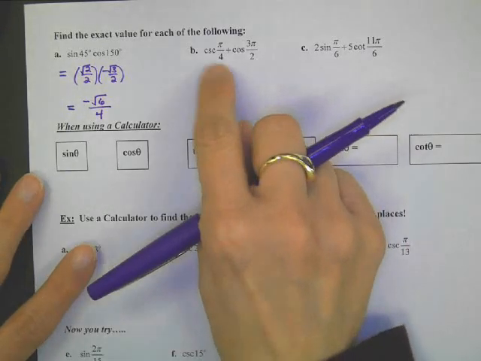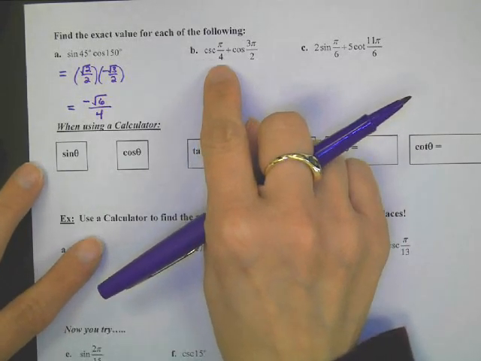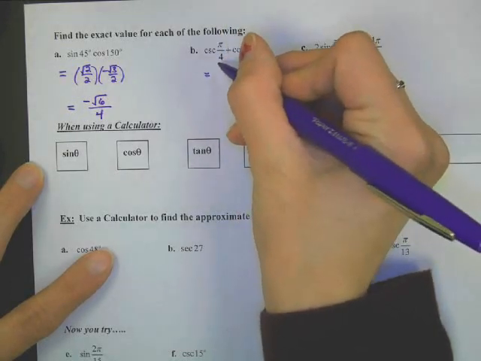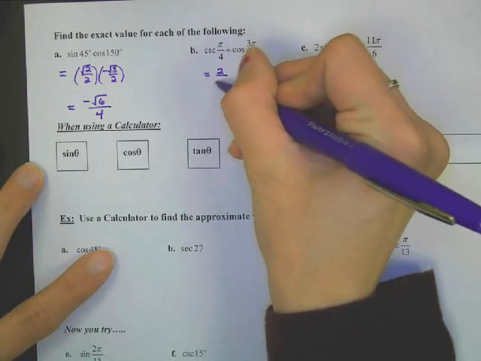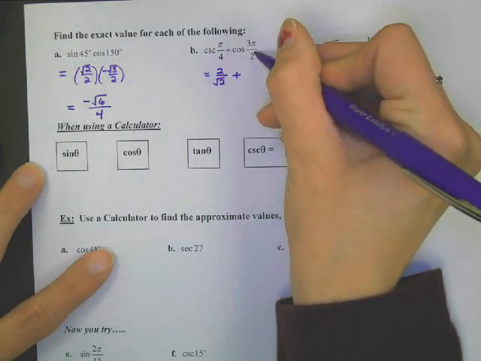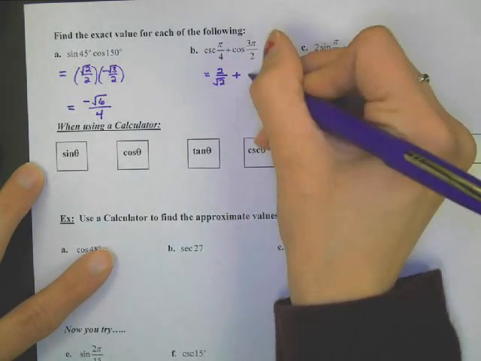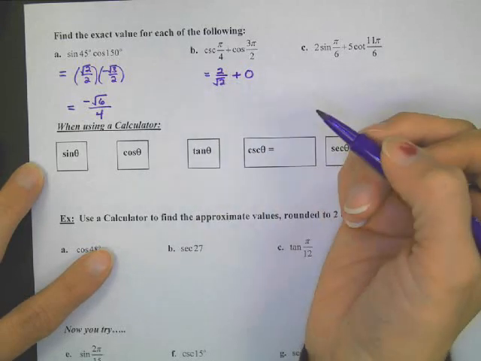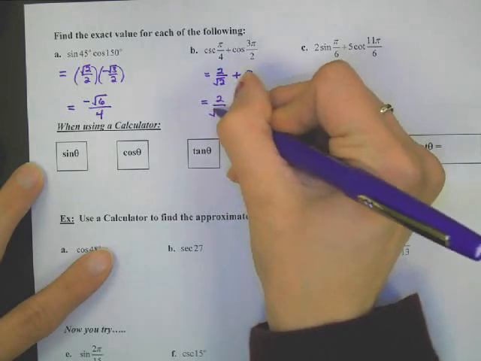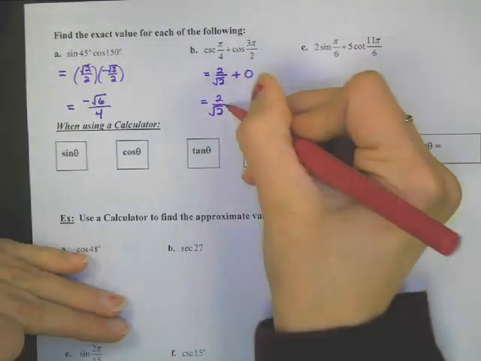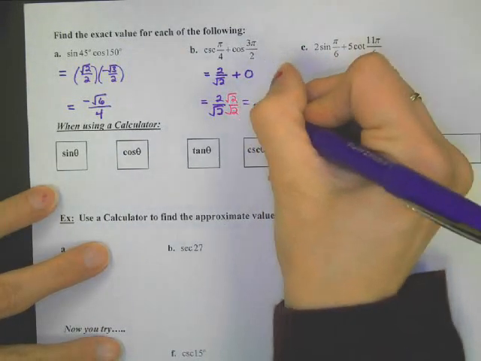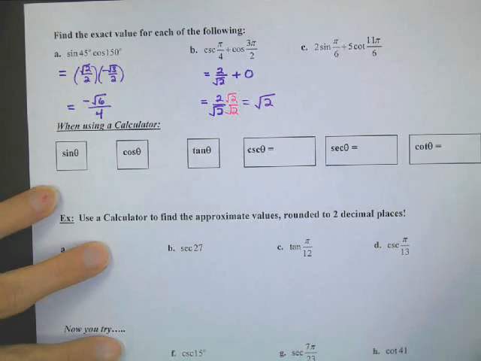All right, let's talk about these. Cosecant of pi over 4. That would be the sine value reciprocated, so that would be 2 over radical 2. I'm going to have to clean that up. And cosine of 3 pi over 2, that's due south. Cosine is 0. So all I have is 2 over radical 2, which if you rationalize that and multiply by radical 2 over radical 2, that is going to make just a radical 2.